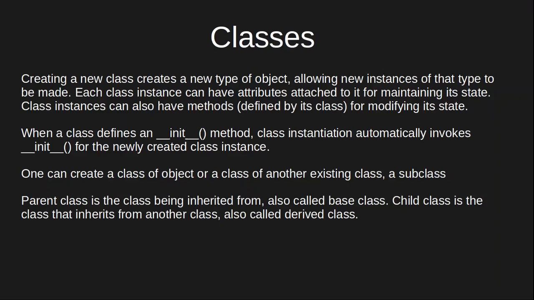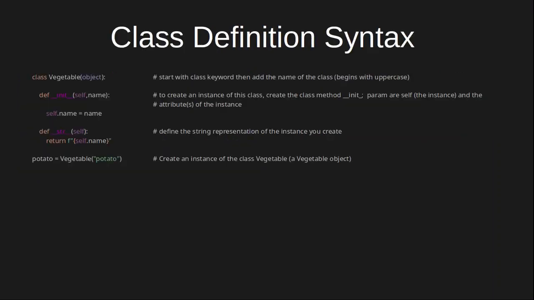Parent class is the class being inherited from, also called base class, whereas the child class is the class that inherits from another class, also called derived class. Class definition syntax begins with the class keyword. Then you add the name of the class, and the convention is an uppercase first letter.